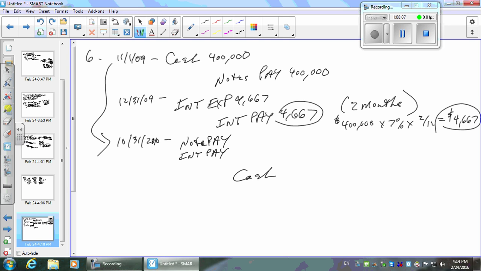But then there's the next 10 months interest. What's that going to be called? Because it's in 2010, interest expense, just like that. Remember we've done things like this? Only now it probably looks a lot simpler.